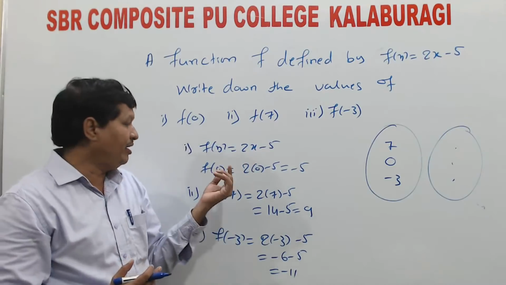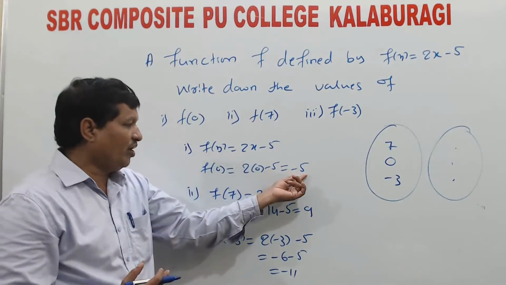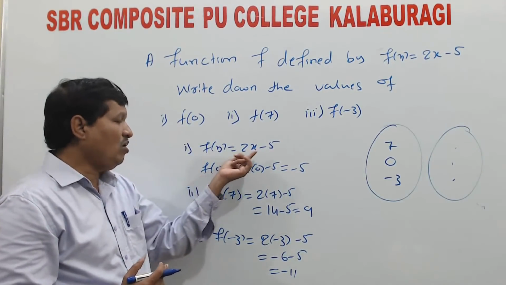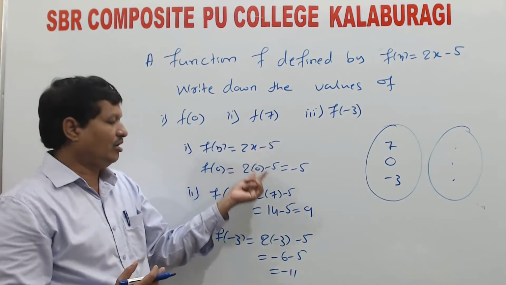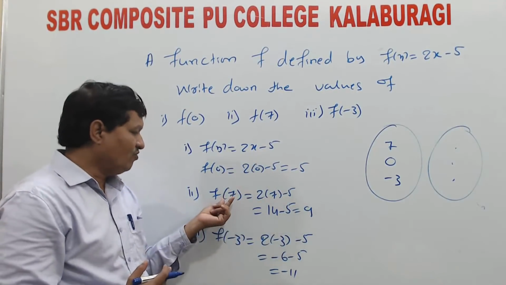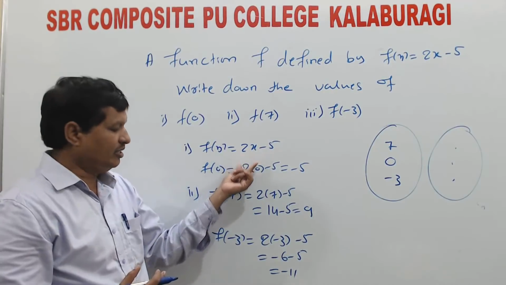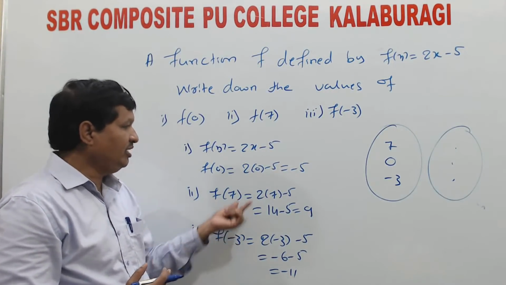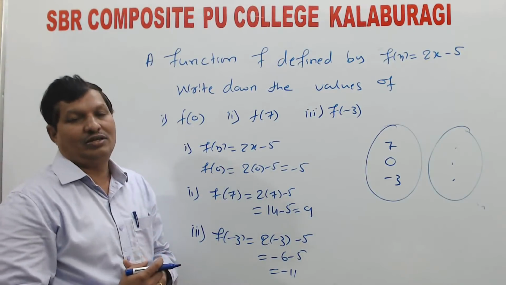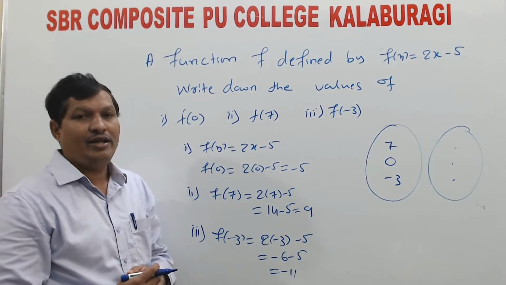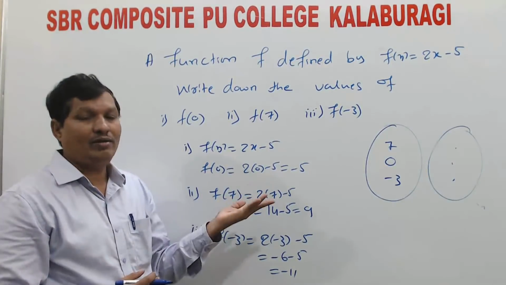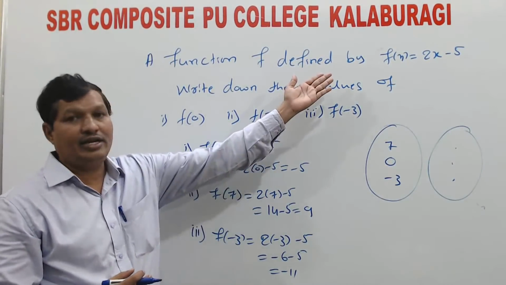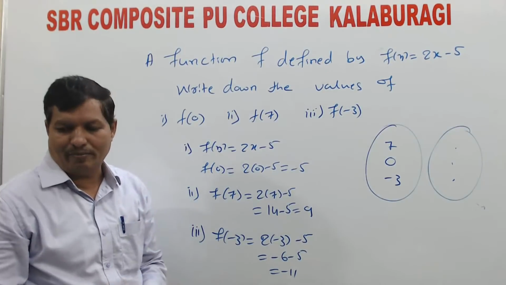They are the images. So minus 5 is the image of 0 under the given relation. 9 is the image of 7 under the given relation. Again minus 11 is the image of minus 3 under the given relation. So in this you have to calculate the images of a given domain under the given relation. One more example is there.